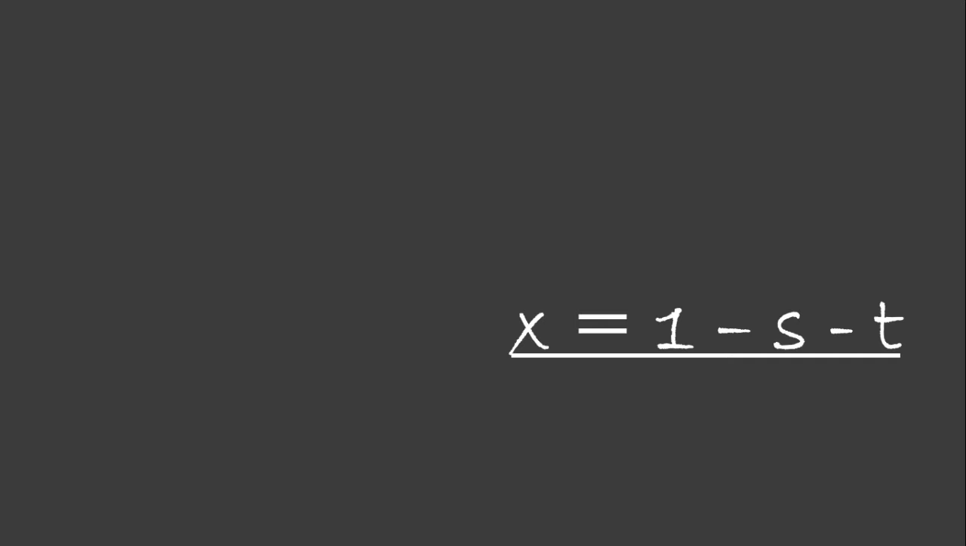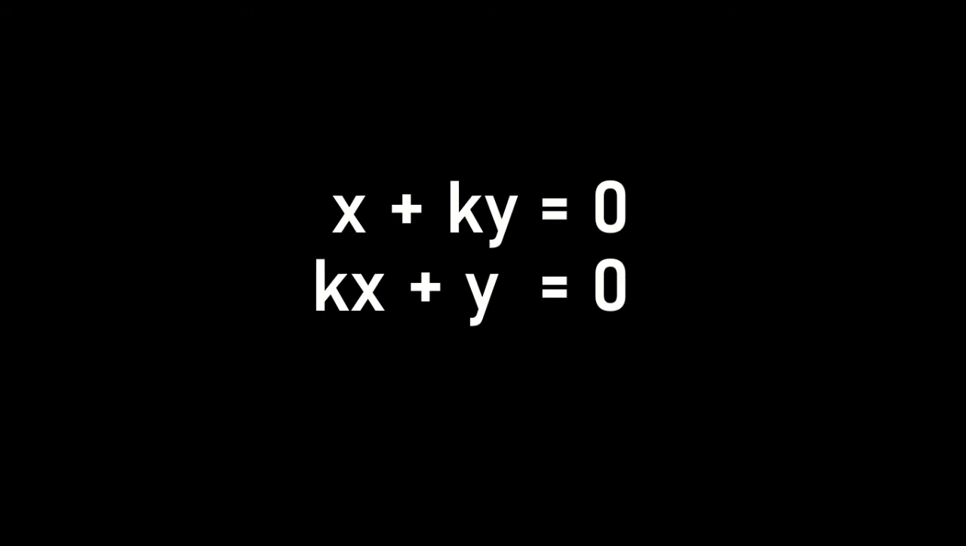Thank you. For number 81, we need to determine the value or values of k such that the system of linear equations has exactly one solution. We have x + ky = 0 and kx + y = 0.